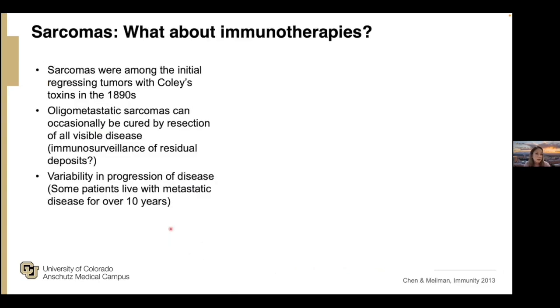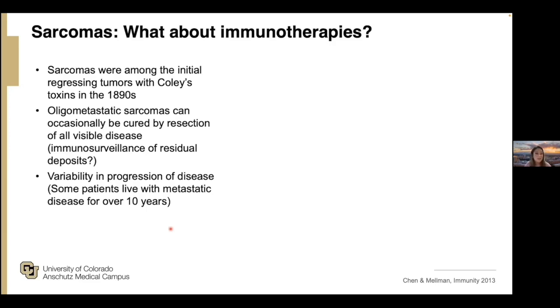So what about immunotherapy? If any of you know this, back in the day, Coley's toxins, which are basically bacterial infections, were used by Dr. Coley to treat cancers, and sarcomas were among the tumors that regressed or went away with those bacterial toxins way back in the 1890s. So there's been this long-held thought that potentially sarcomas could be recognized and killed off by the immune system. There are a couple of other interesting facts about sarcomas.